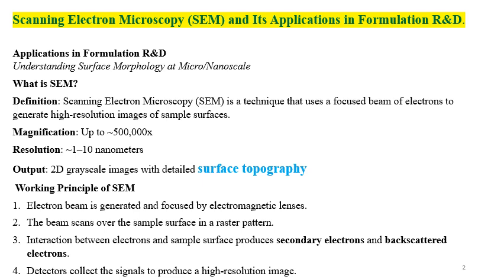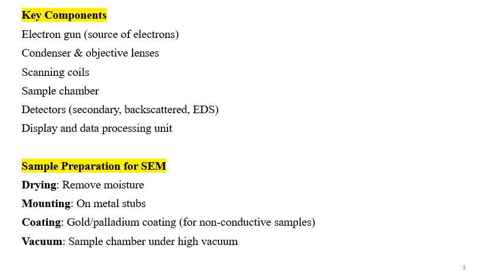So as we understood, this technique provides you the surface morphology image, or you can say a detailed surface topography. You can check the APIs or drug products and understand their surface. Also, you can measure the length or the sizes. Key components of SEM are the electron gun, condenser and objective lenses, scanning coils, sample chamber, detectors, and display for the data processing.